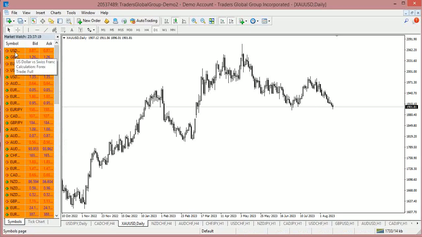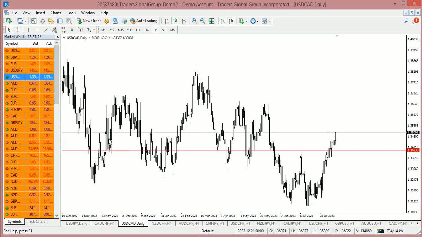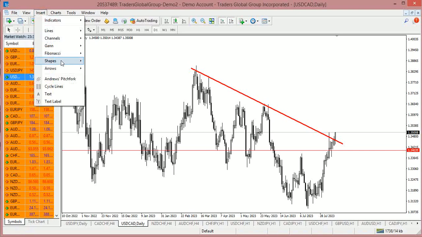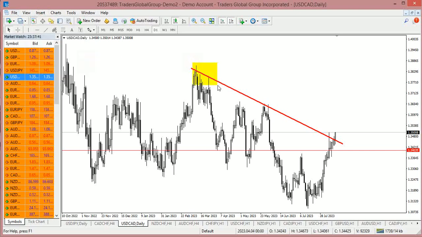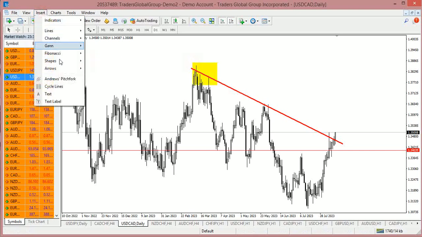USD CAD as well was a very good setup. So we had the USD CAD here, and it was very nice. If you look here, by drawing a vertical line here, we had a nice trend line setup. You can see the price has been testing this point, and the price has been testing this point as well.